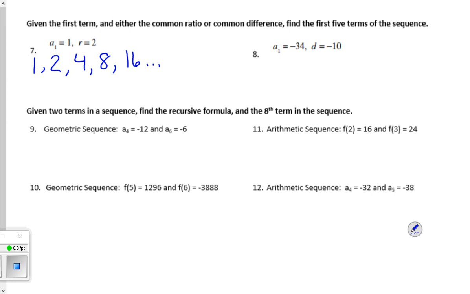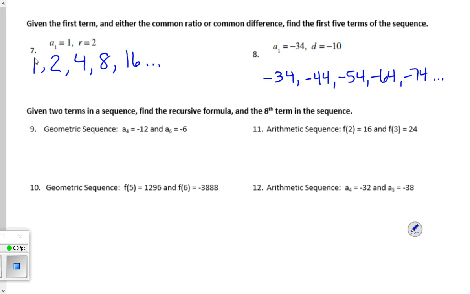Number 8, same story. They've given you the first term. Then it says that d is negative 10. Well, again, you have to remember that that's a common difference. That's something that you are adding or subtracting, not multiplying. So I'm going to subtract 10, subtract 10, subtract 10, subtract 10.